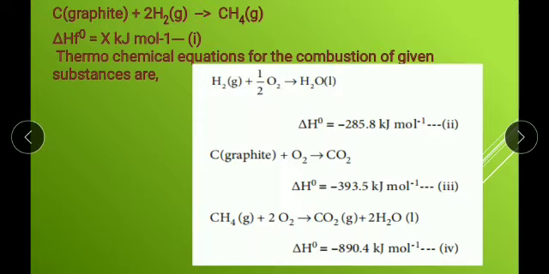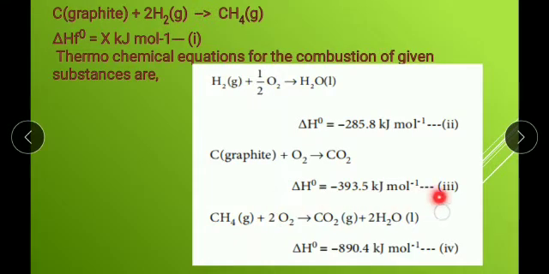First we have to calculate the formation of water. H2 plus O2, we are getting H2O. So del H naught is equal to minus 285.8 kilojoule per mole. Then for graphite and oxygen, carbon dioxide, del H naught we are getting minus 393.5 kilojoule per mole.